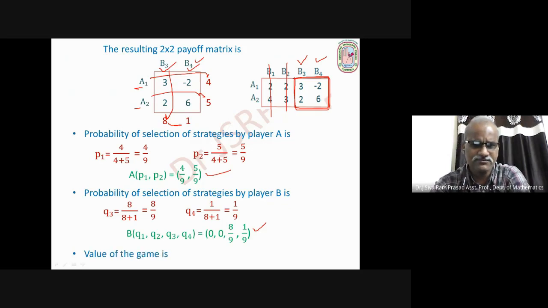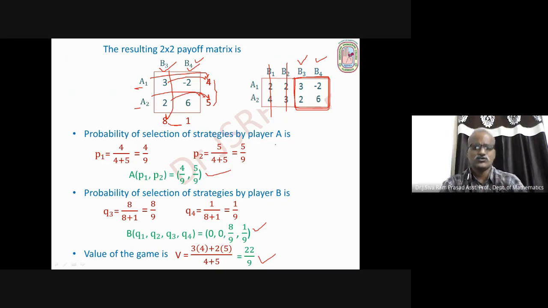Next, the value of the game. V is calculated with respect to the first column: 3 into 4 plus 2 into 5 by 4 plus 5. So 12 plus 10, 22 by 9. This is the value of the game. This is the way to solve a 2 by n game using the graphical method.